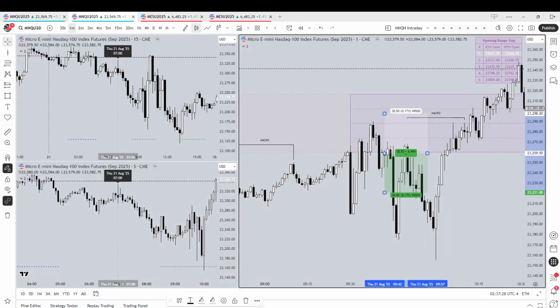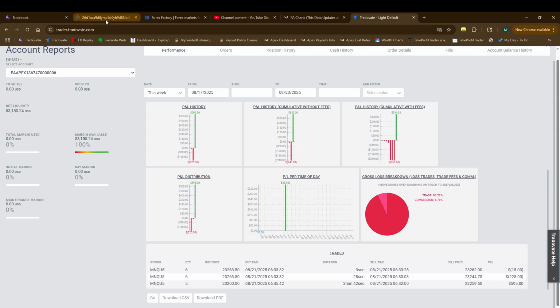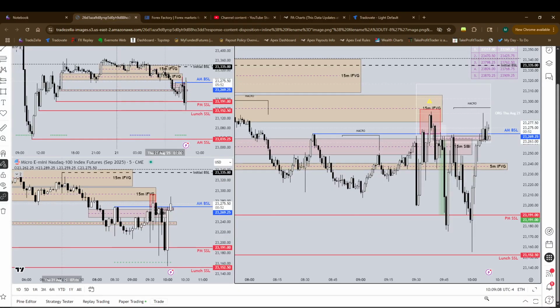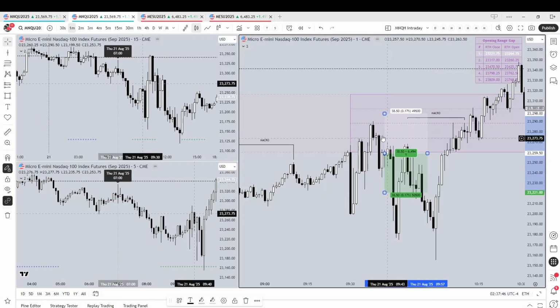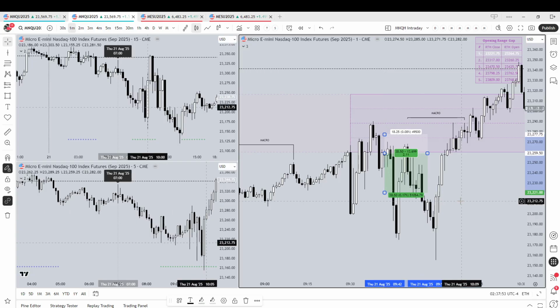23,259.50. Perfect. And then my stop loss, as y'all can see from this screenshot that was taken at about 10 o'clock, was just above this candle right here. So let's go back over here and see exactly how much my stop loss was. So about right here. That's gonna be, yeah, perfect. Less than a 20 handle stop loss.